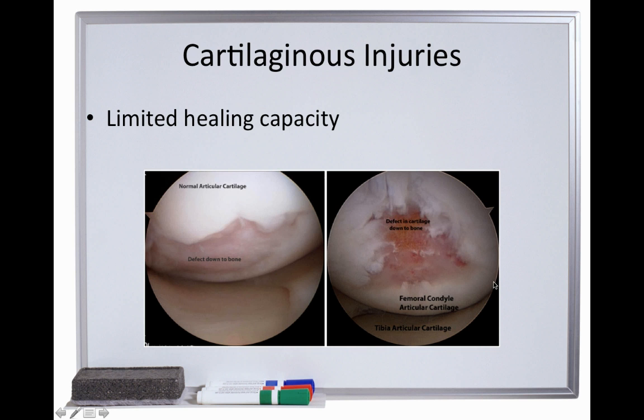Cartilaginous injuries. This is looking at the bottom of the femur. Let me pull my pen back up here. I wish it would stay on. If you're looking at the bottom of the femur here and the top of the tibia, sorry about that. So here's your tibia articular cartilage, same on both sides here. There's your femoral articular cartilage. This is what your articular cartilage is supposed to look like. Here is a defect in the cartilage. Here is a defect in the cartilage.